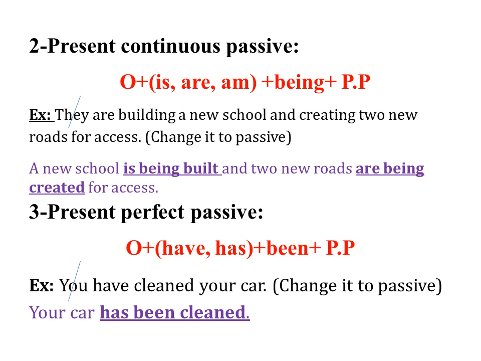Number three, present perfect passive. The pattern is object, have, has, plus been, plus past participle, as you see. As an example: you have cleaned your car. This sentence is in active, change it to the passive. At the beginning, we remove the subject of the sentence, you, to become: your car has been cleaned.